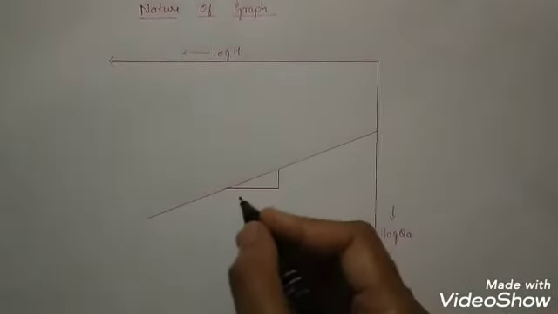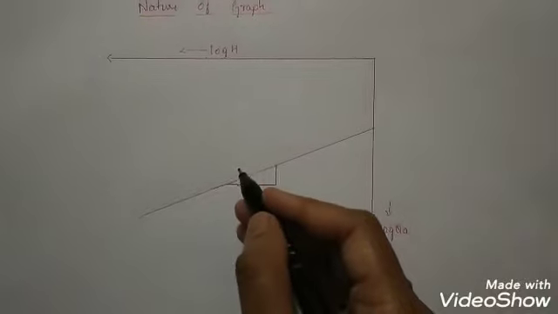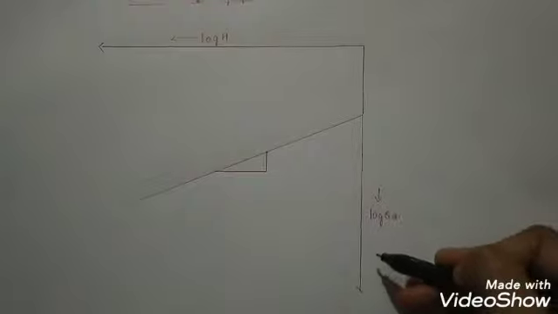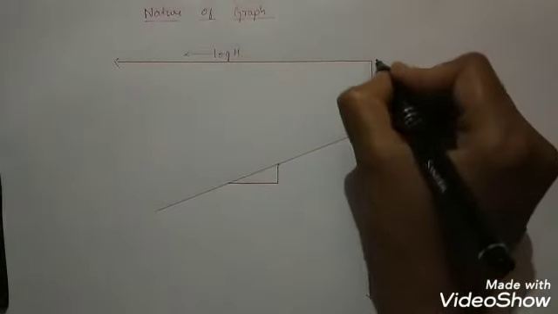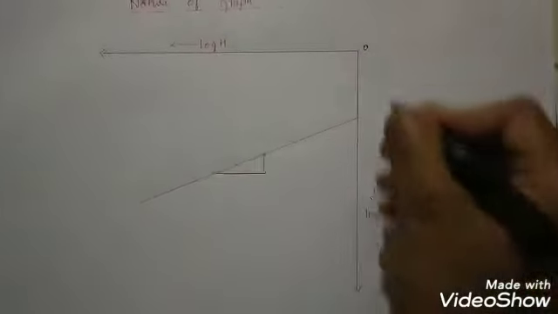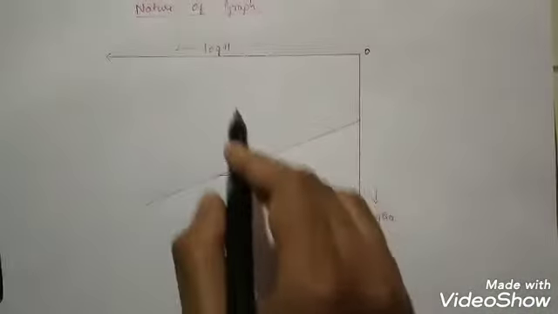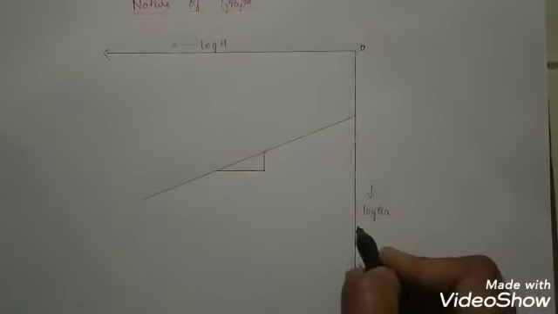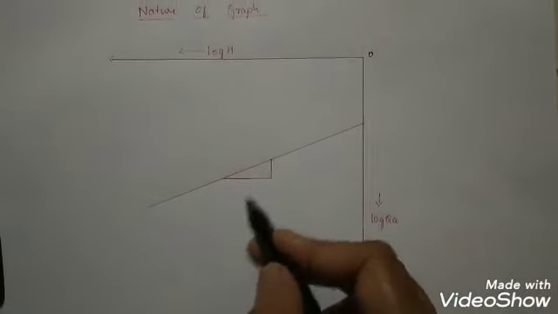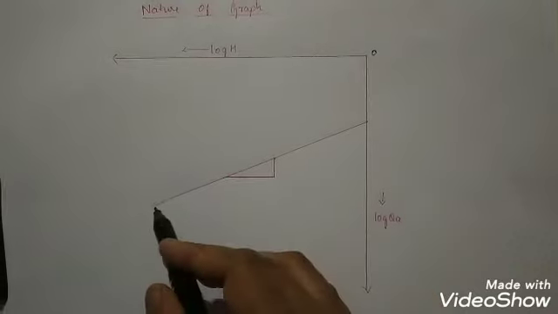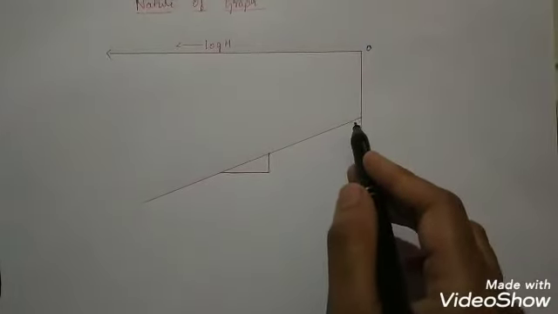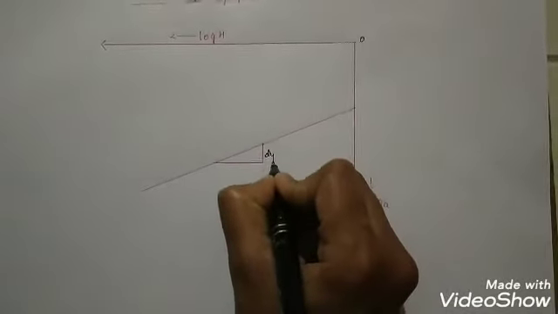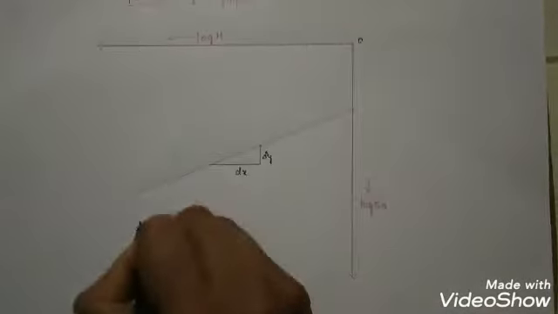Okay, so let us move to the nature of graph for this Ogilvy. So I have drawn the log H in the x-axis and log QA in the y-axis. Okay, so this is the origin point, and our graph will lie in the third quadrant because log H and log QA both are negative values. Okay, so I have plotted the graph for different trials, that is 5 trials, and I have obtained a straight line. This is a straight line, and I have drawn the slope here. Okay, so this is the dy value, and this one it is the dx value.